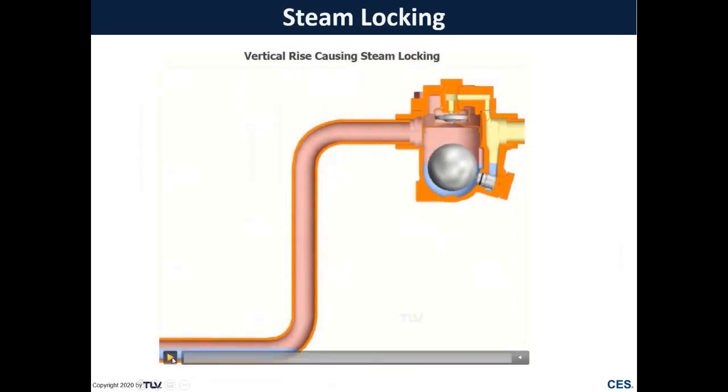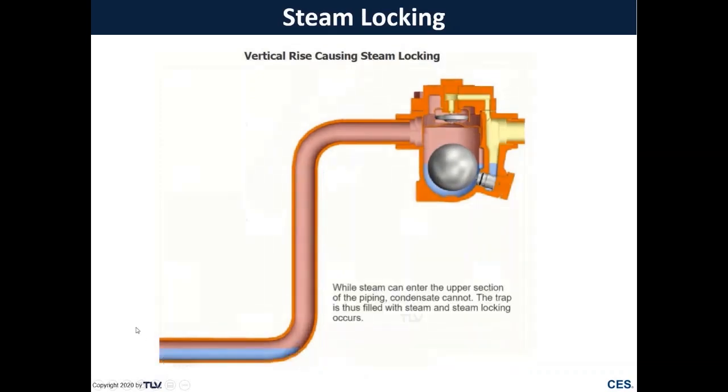Next, we'll look at applications known as steam locking. There's a few different types of steam locking applications, but in general, this is where steam enters the trap before condensate. Because the steam trap sees steam, it's going to close, and we're not going to allow condensate to get into the system. In this animation, you can see there's a lift before the steam trap, and that steam has to condense before condensate can work its way up into the steam trap, allowing condensate to get out of our system.